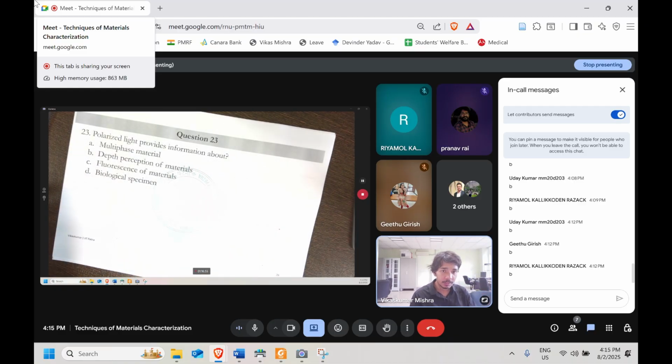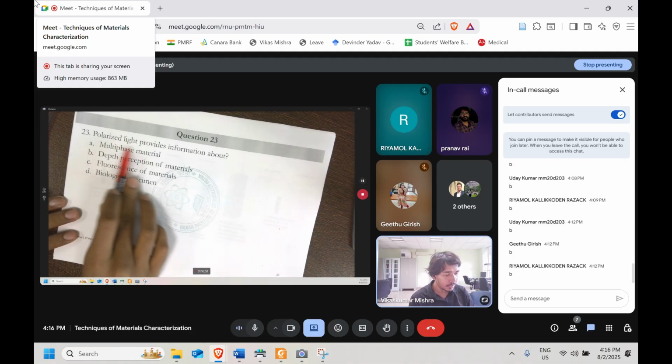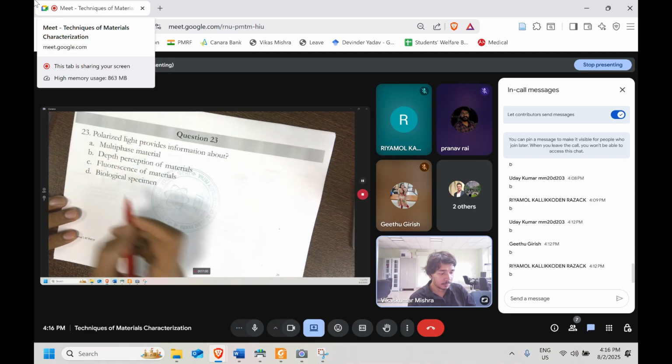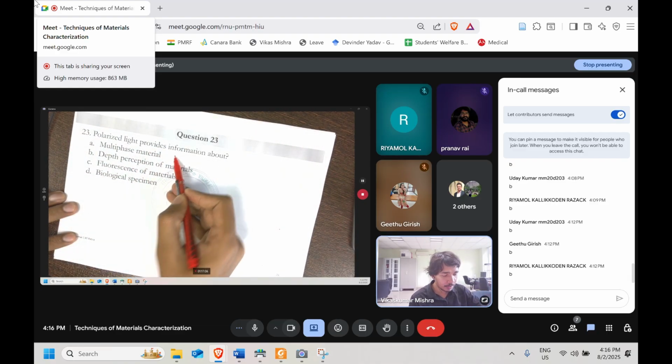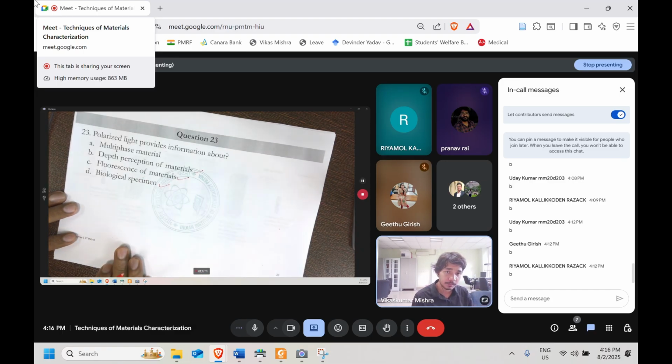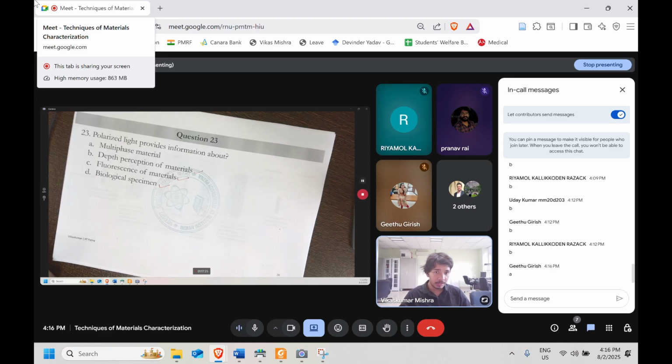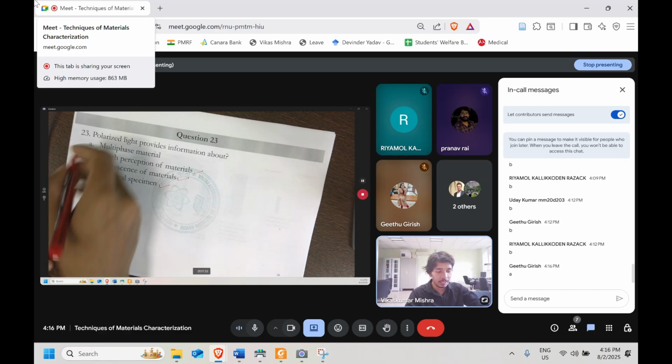Now, question number 23. Polarized light provides information about, what information are we getting? Regarding what? Multi-phase material, depth perspective of the material, fluorescence of the material, biological specimen. In my material, if two different phases are there, it means that two different refractive indices are there. So on a larger scale, if my material has multiple phases, then we'll see one phase in one color and another phase in another color. So multi-phase material we can analyze.